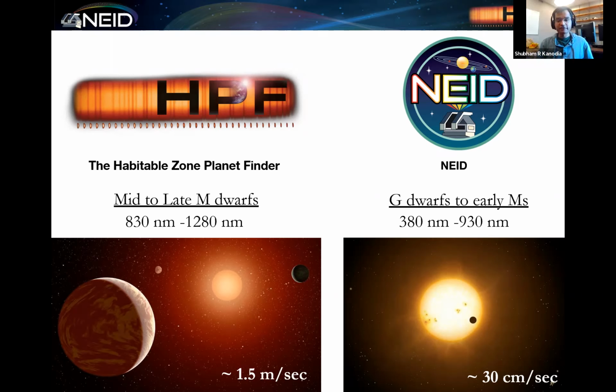And on the right, I have NEID, which is an optical instrument, but because of its really wide wavelength coverage, as you can see, it goes from 380 to 930 nanometers, so almost to a micron. It has demonstrated really good precision on sky for stars ranging from solar type to early and even some mid M dwarfs. And these two are the instruments I was involved in building, testing, and deploying during my PhD. So I'll just give a quick overview of both of them.